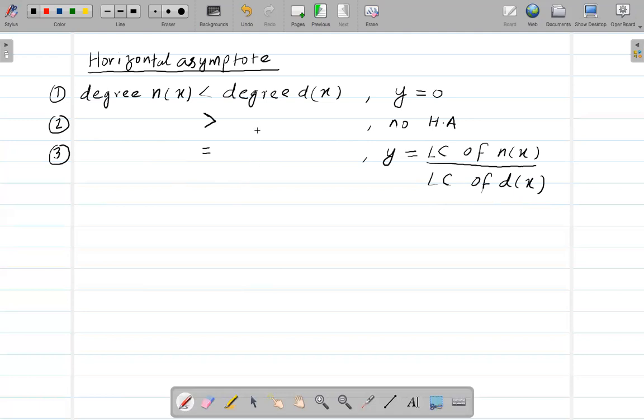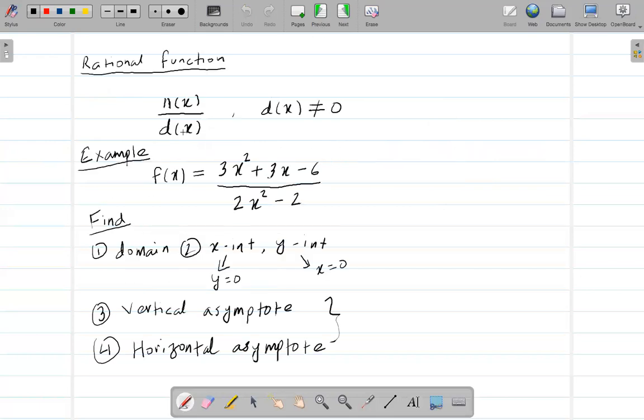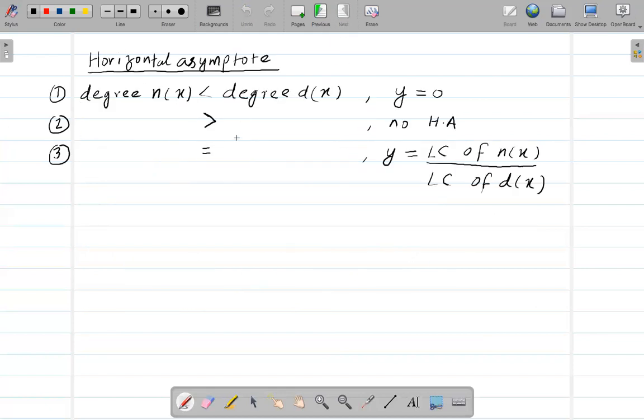So since we have a function, let's go back. Our original equation was this, right? So let me write that again. F of x is equal to 3x squared plus 3x minus 6 over 2x squared minus 6, right?